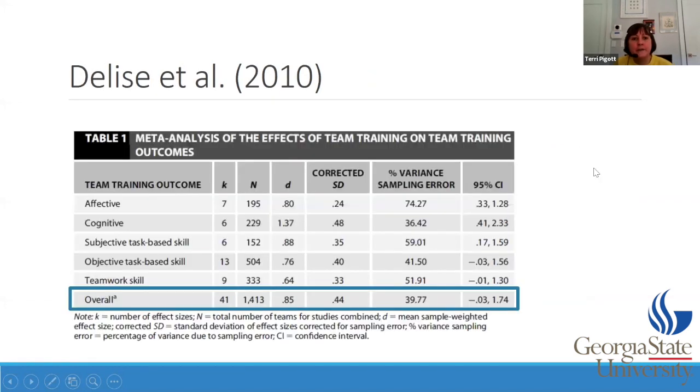Okay, so moving on to our other example, the DeLeese example, we can look at what they found for their question about the average effect, and we're just going to look here at the overall effect. So they found 41 studies, and in those 41 studies, there were 1,400 plus participants, and they got a d, which is a standardized mean difference of 0.85. So what this means is that on average, the experimental group was scoring 0.85 standard deviations above the control group in these 41 studies. But also note here that the confidence interval includes 0 and is a fairly wide range.